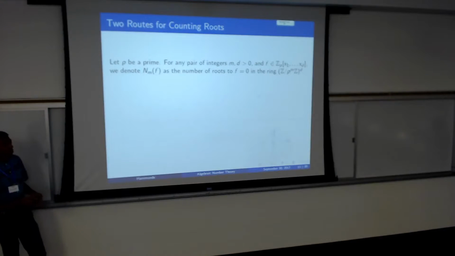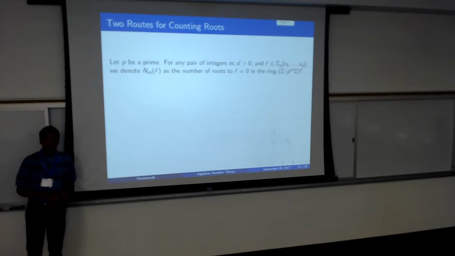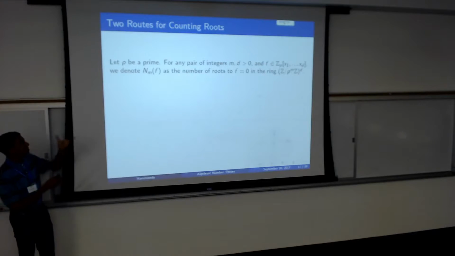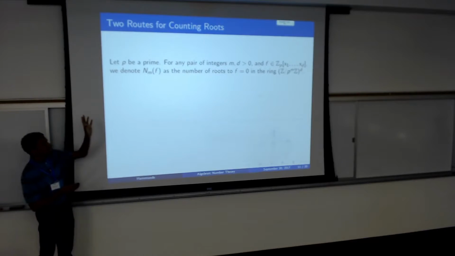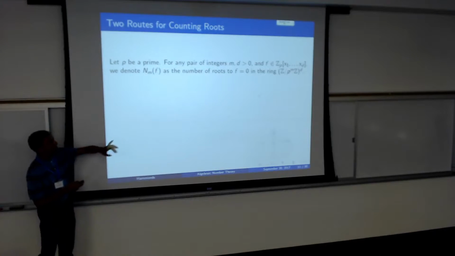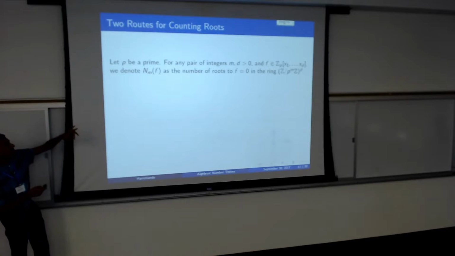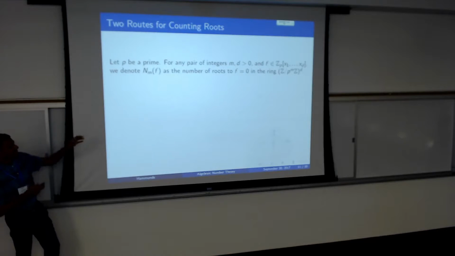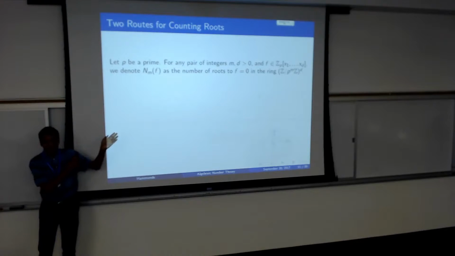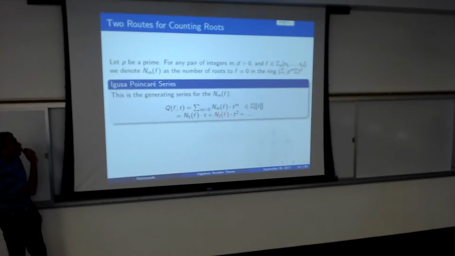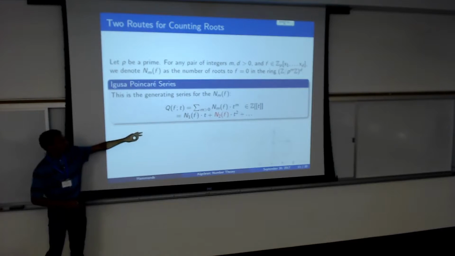And so there are two routes, I guess, for counting roots. So one of them is: let p be a prime, for any pair of integers m, d greater than 0 and f in Z/p adjoin x1 through xd. Basically, that means you just have a polynomial in d variables over Z mod p. And then we denote N_m of f, that's going to be a generating function that counts the number of roots to f equals 0. And so basically the Igusa-Poincaré series, this is the generating series for N_m of f.